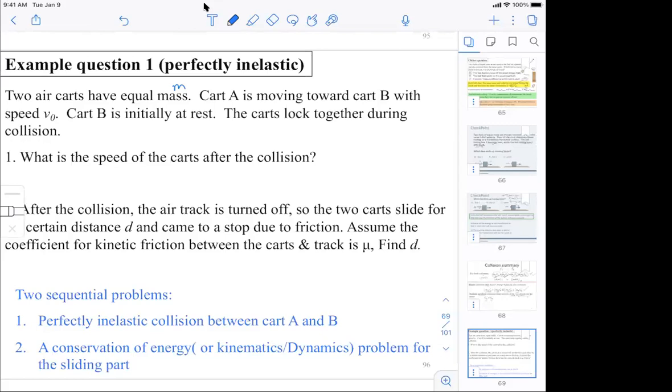Of course, you could use kinematics and dynamics to solve the second part. You don't have to use conservation of energy, but it will give you the same result, and oftentimes using conservation of energy is slightly easier to do.